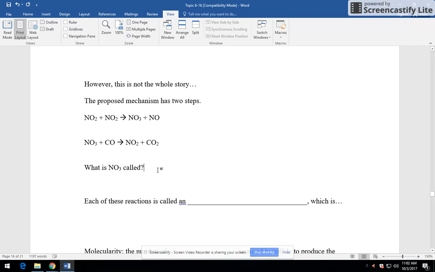A material that is made and then used up in the reaction, so it's not a reactant or a product. What is it? Press pause. Okay, you're back. Let's see if you come up with it. If you don't know, let's see. It's 1, 2, 3, 4. Well, I was going to play Hangman, but forget it. It is an intermediate.